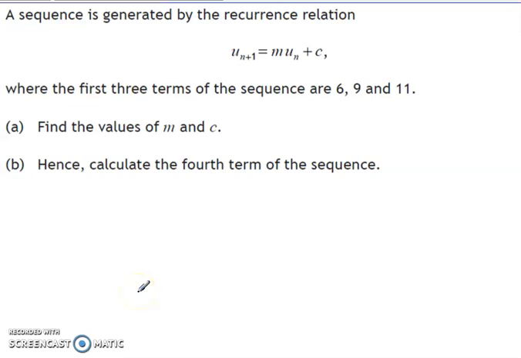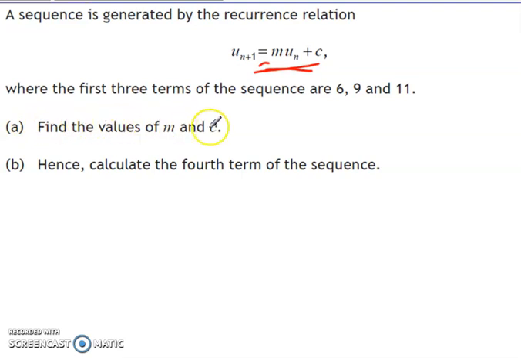So what we have here is the fourth question of paper 1 of the 2019 Higher. This refers to recurrence relations. What this asks us to do is, if we are given the general format of the recurrence relation here, u_{n+1} = mu_n + c, and we're told the first three terms of it, we then have to calculate certain characteristics.